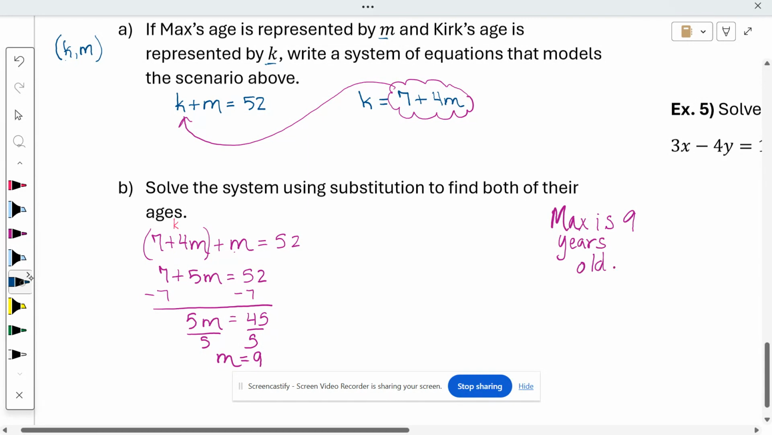Let's see if we can figure out Kirk's age. So Kirk's age is represented by the expression 7 plus 4M. But we know that M, Max, is 9. So I'm going to replace the M with a 9. 4 times 9, and I know that 4 times 9 is 36. So I have 7 plus 36. This should be an equal sign. 7 plus 36. That means that Kirk's age is 43. So Kirk is 43 years old.